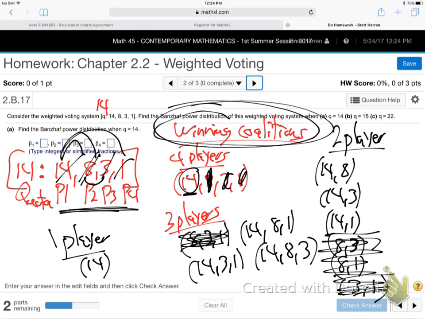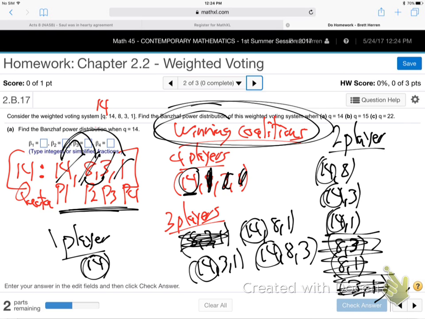And if we keep on going, what you'll find is 14 is the only guy ever critical on any team. He always makes the difference. If he's there, they win. If he's not, no way do they win. They can't make 14 without him. So, you see, all we have is 14 being circled. That's why he has 100% of the power.